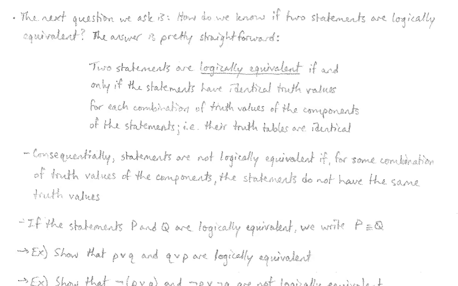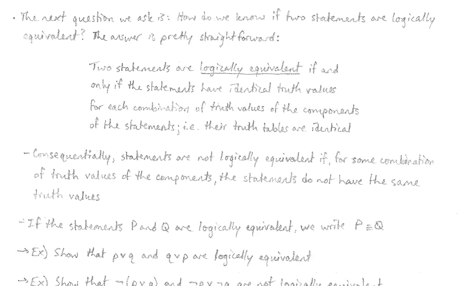Two statements are logically equivalent if and only if the statements have identical truth values for each combination of truth values of the components of each statement or of each form. And that's a little bit wordy, so let me rephrase it like this.